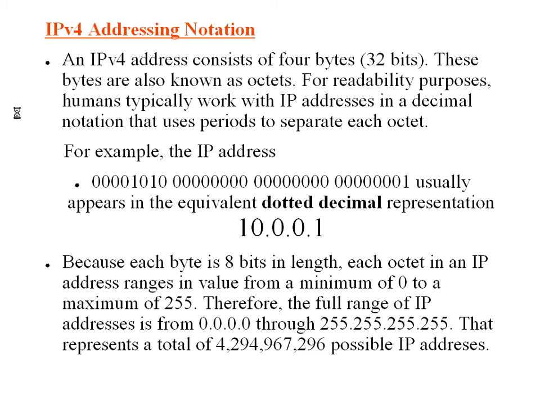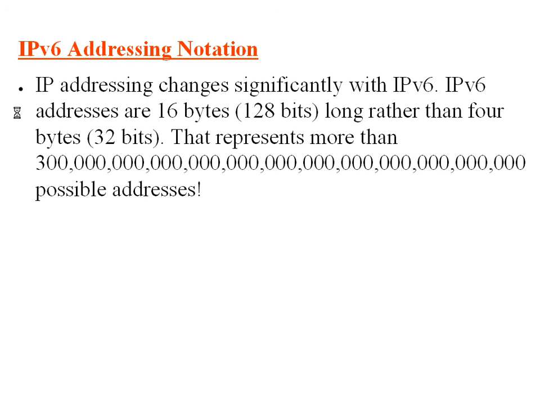Because each byte is 8 bits in length, each octet in an IP address ranges in value from a minimum of 0 to a maximum of 255. Therefore, the full range of IP addresses is from 0.0.0.0 through 255.255.255.255. That represents a total of 4,294,967,296 possible IP addresses. In the IPv6 addressing system, the addresses are 16 bytes, that is 128 bits long, rather than the 4 bytes given in the IPv4 addressing system.